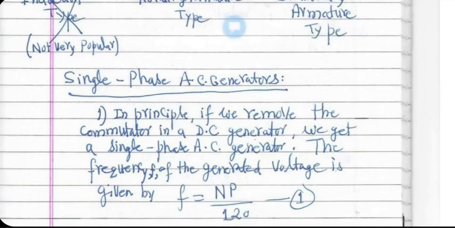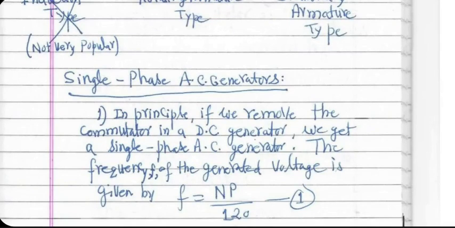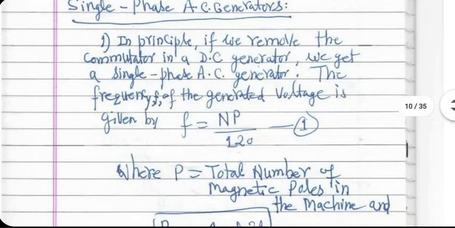Now let's start with a single phase AC generator. Theory is very much similar to that of a DC generator. You have, let's say, static poles and rotating conductors. The frequency of signal generated is given by this simple formula. N is the speed of rotation of the armature, P is the number of poles on the stator. NP divided by 120 gives you frequency in hertz. N is in RPM. P is, of course, an even number, as usual.